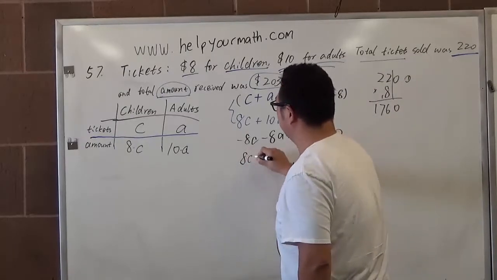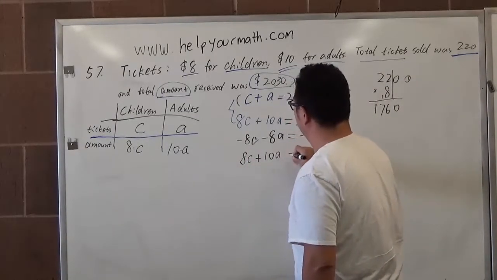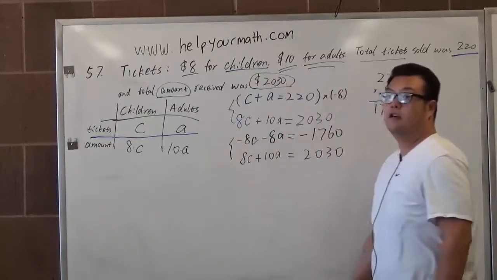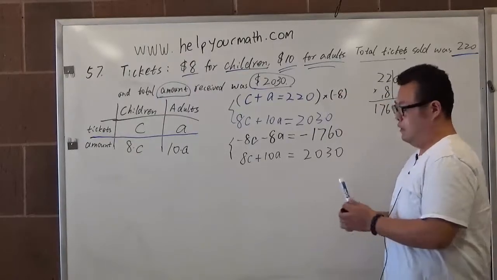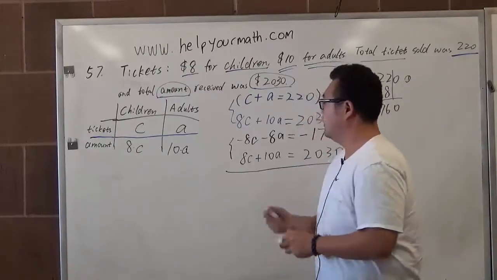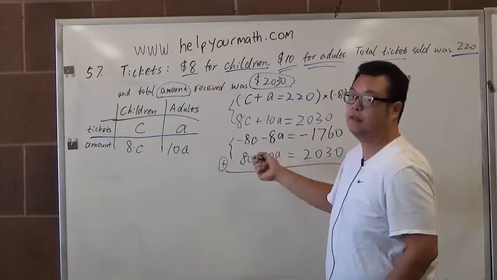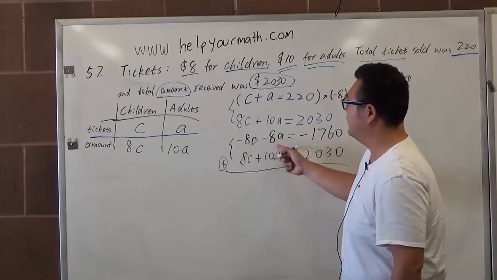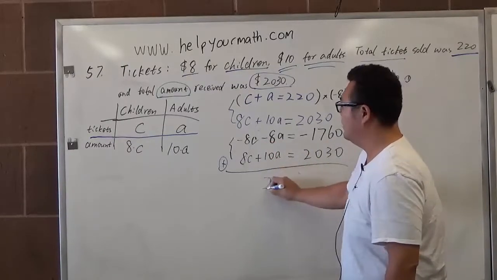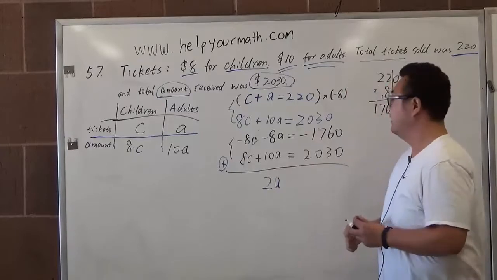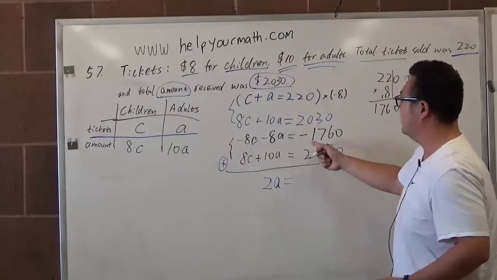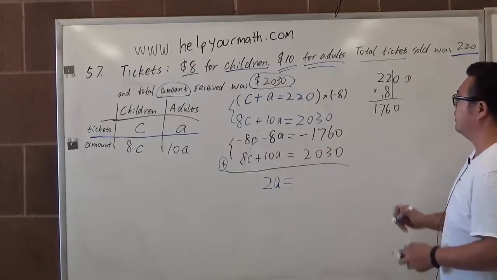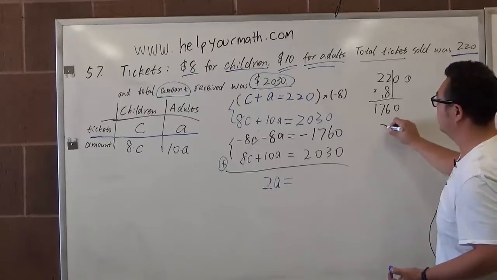And the second equation we just carry down. Now we have that system. Therefore, we can combine by adding, which cancels the variable C. We're left with -A plus 10A, which will be 2A. And -1,760 plus 2,030 is just the difference of two numbers.